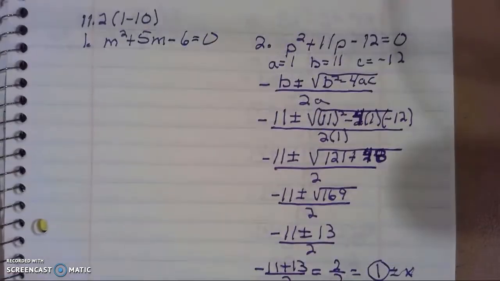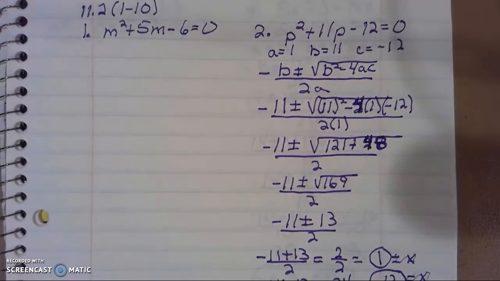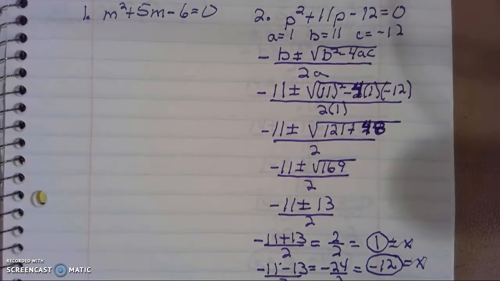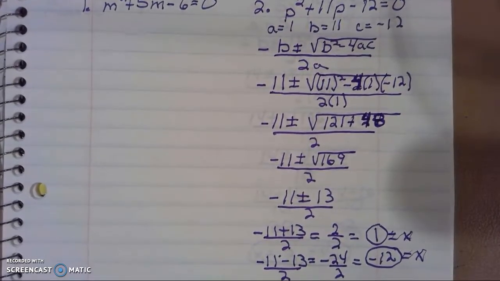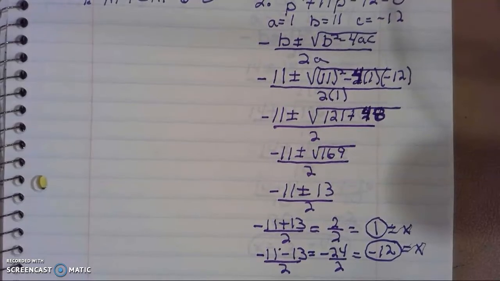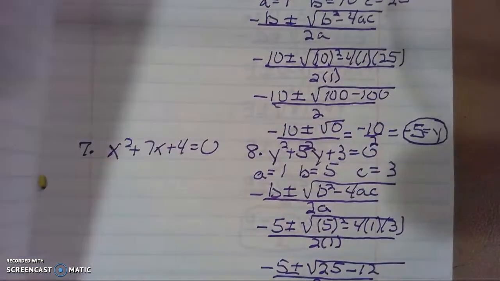Number 2, as we see here, p squared plus 11p minus 12. A's 1, B's 11, C's negative 12. We use this formula and we put the numbers in. Just put them in and then work out our work as shown here.